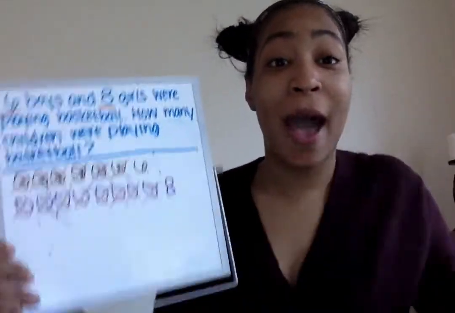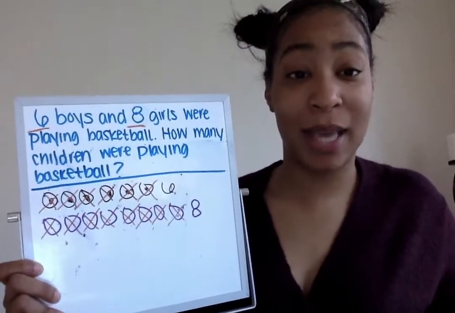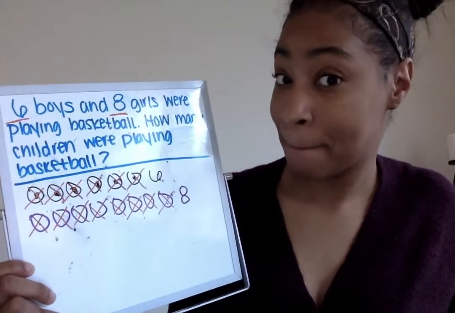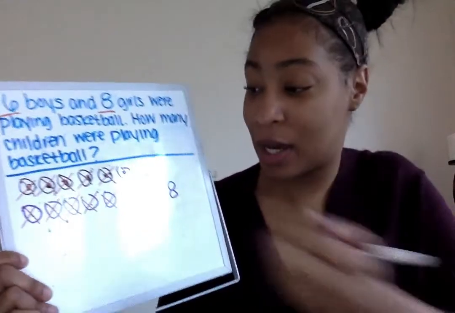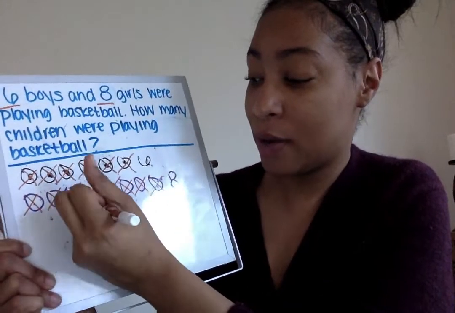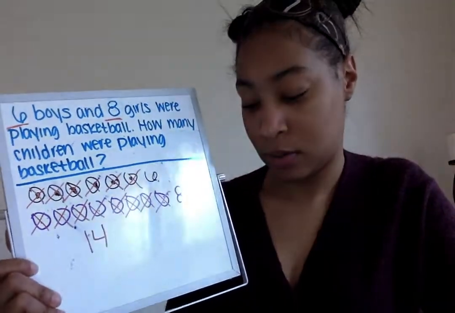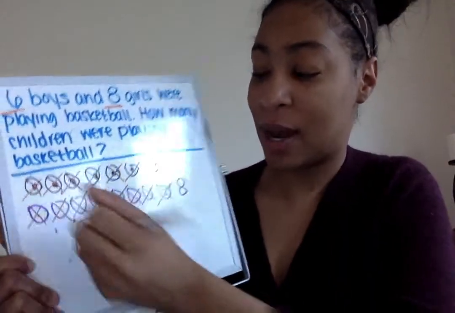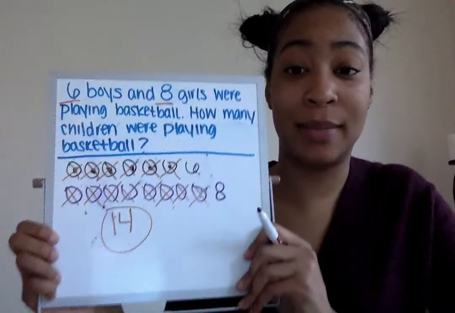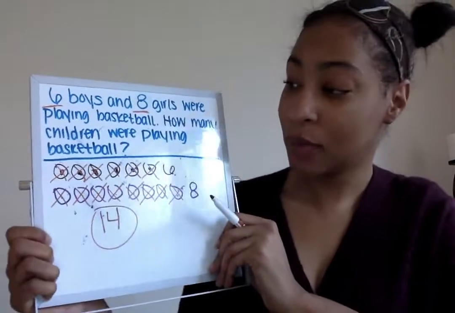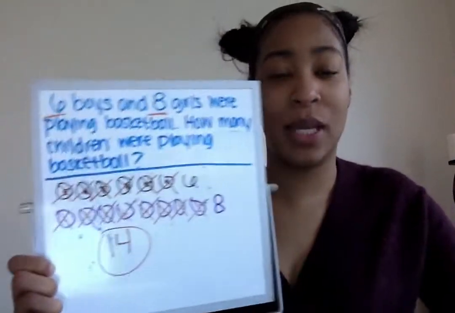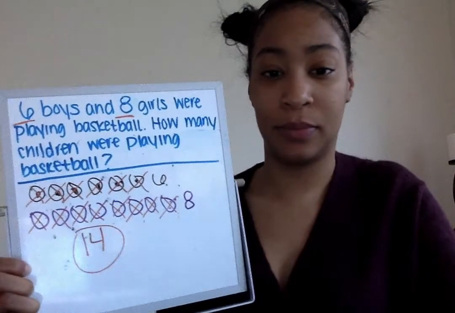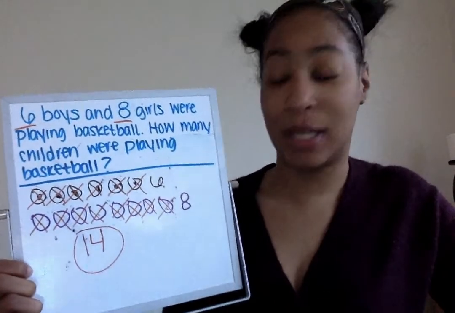So friends, how many kids do we have playing basketball together? 14. Very good. So I'm going to put a 1 and a 4. Perfect. And I'm going to circle it because I know 14 is my answer. So now that we know that we have 14, what should we do next, friends? We should make a number sentence.